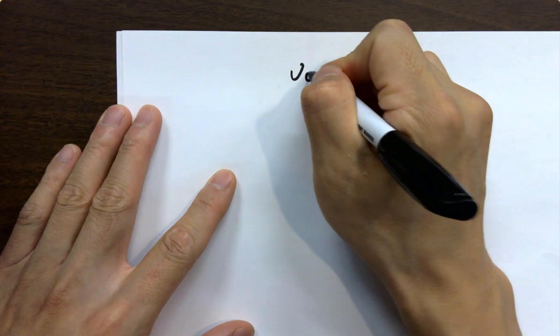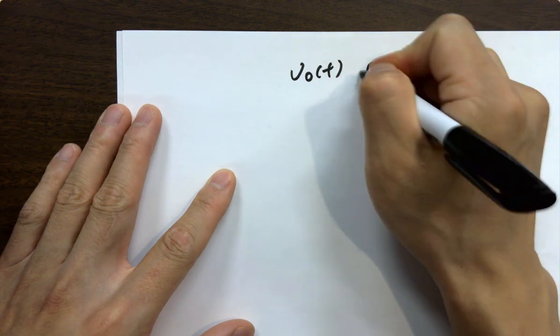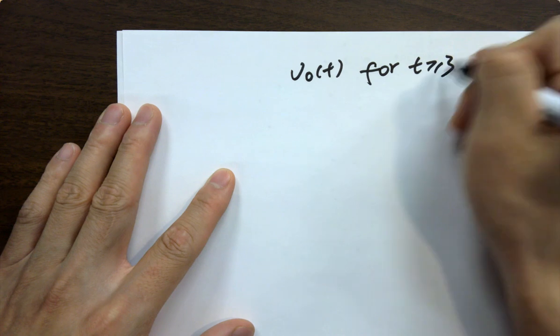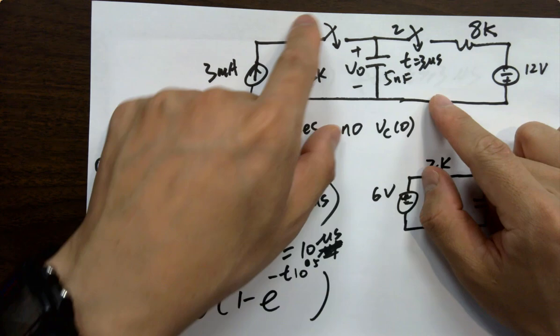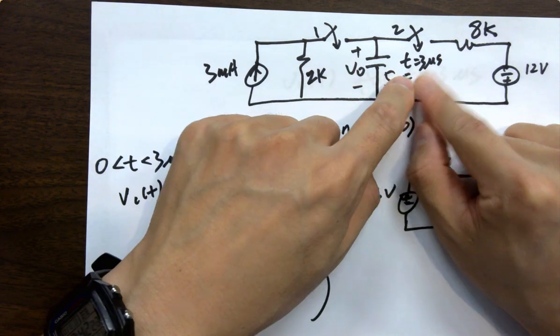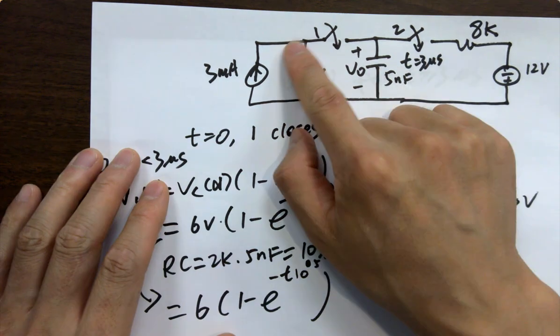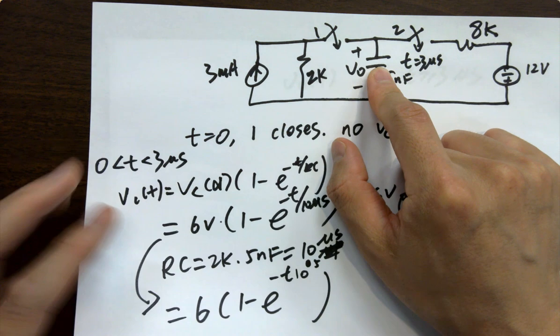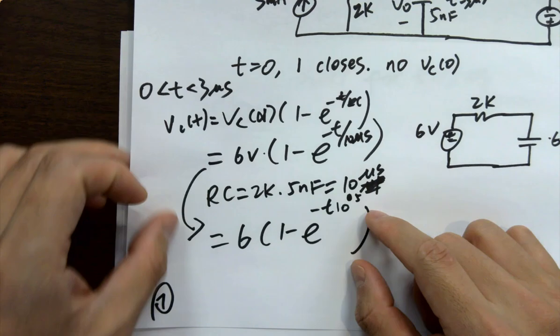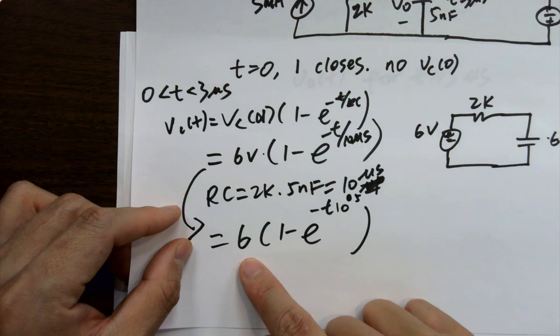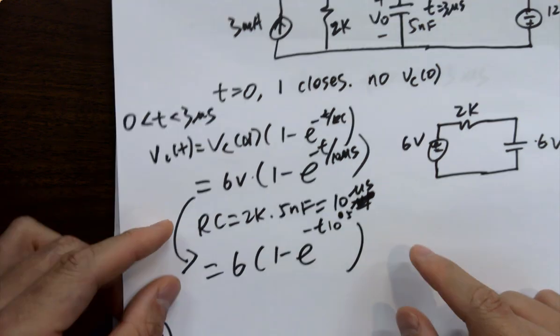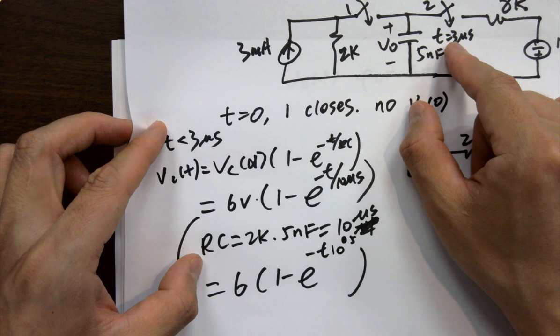And it's also asking for V0(t) for t larger than 3 microseconds. So this switch is getting closed first, and this one is getting closed at t equals 3 microseconds. If this is getting closed, this one stores the voltage. So it seems like you are getting a voltage here. You plug in that 3 microseconds, and you can find out what the voltage is.